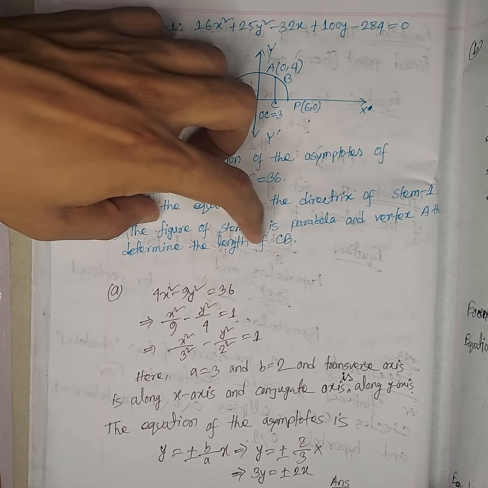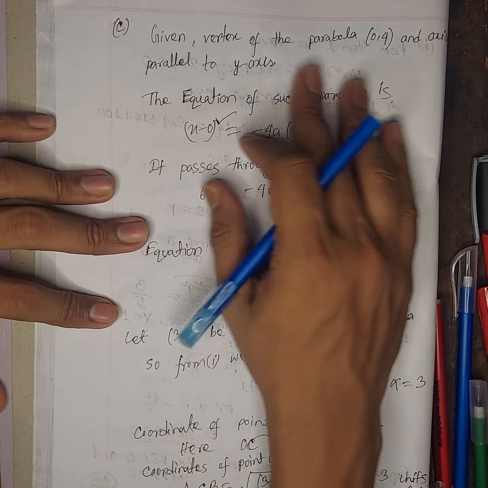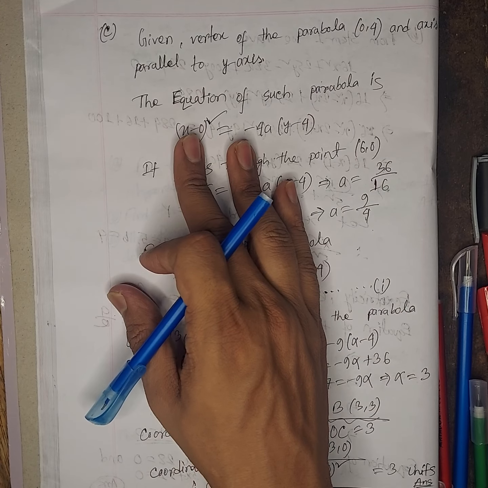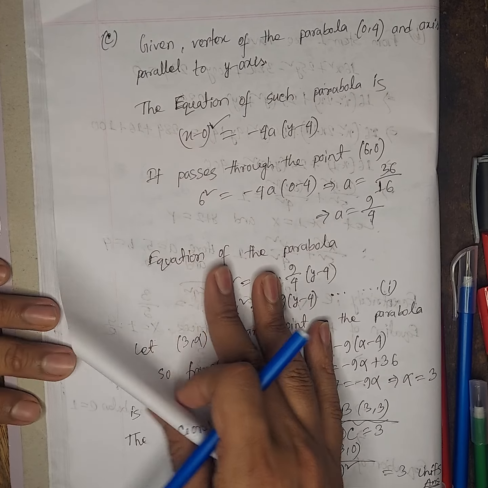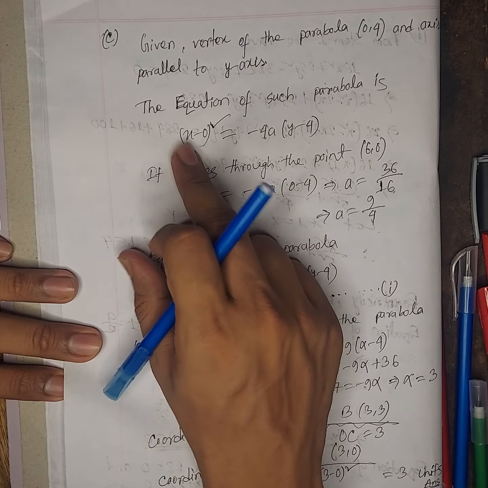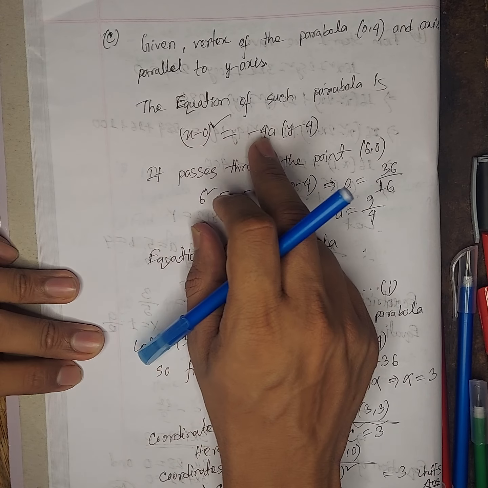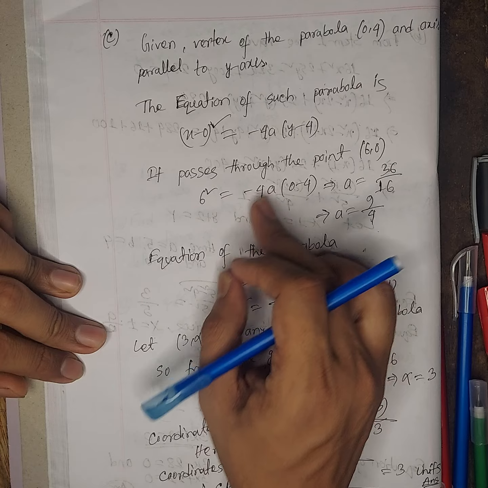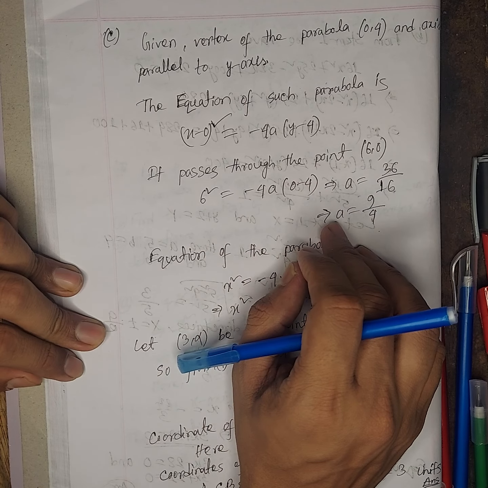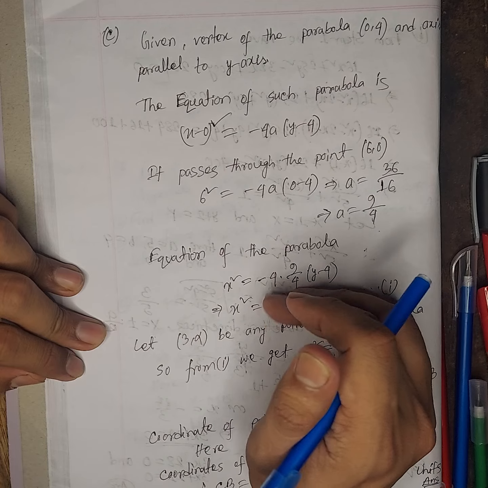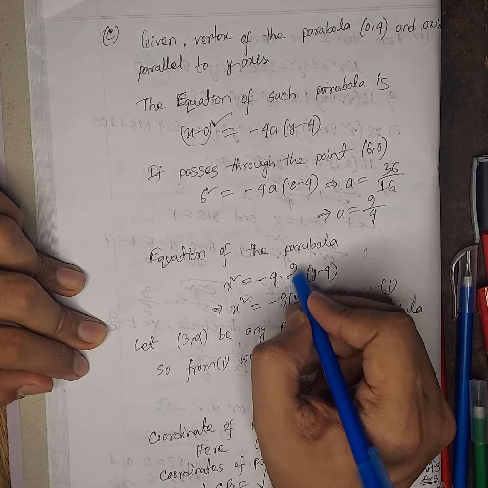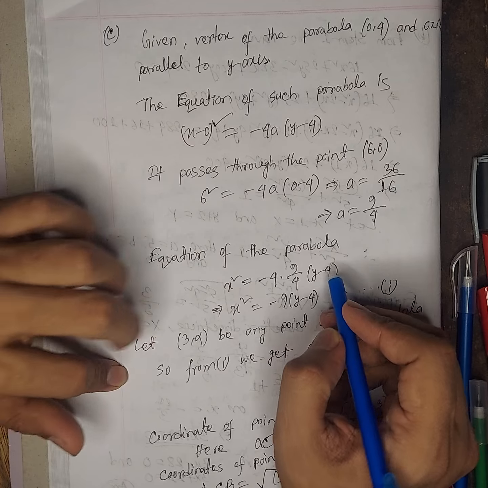Then we have to determine the length of CB. Here the vertex of the parabola is (0, 4) and the axis is parallel to the y-axis. So the equation of such a parabola is (x minus 0) whole squared is equal to minus 4a times (y minus 4). It passes through this point, so here we get the value of a is equal to 9 by 4.